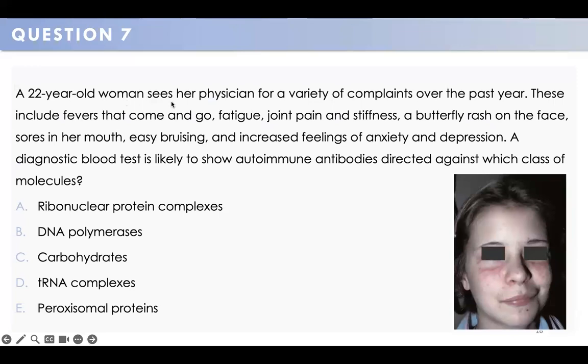Okay. A 22-year-old woman sees her physician for a variety of complaints over the past year. These include fevers that come and go, fatigue, joint pain and stiffness, and a butterfly rash on the face, which is seen in this picture. Sores in her mouth, easy bruising, and increased fatigue, feelings of anxiety and depression. A diagnostic blood test would show autoimmune antibodies directed against which class of molecules?